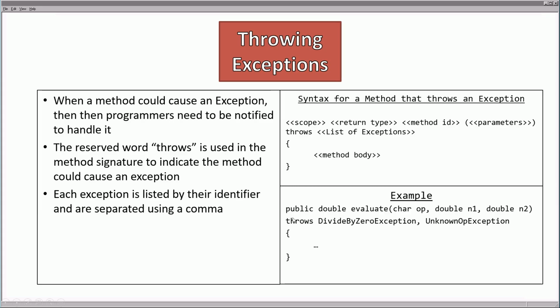So in this example, we have public double evaluate, and then we have the parameters here. Now right before the method body, we have the word throws, followed by this divide by 0 exception that we saw earlier, a comma, and then a different kind of exception called unknown op exception. Now by writing this, any programmer that is going to call this method has to handle these two exceptions. They are signaled that this method could cause these types of runtime errors.